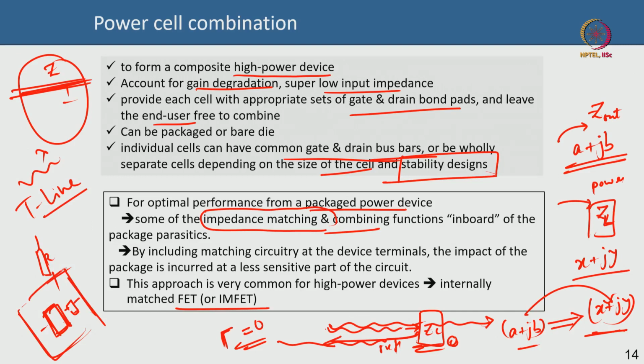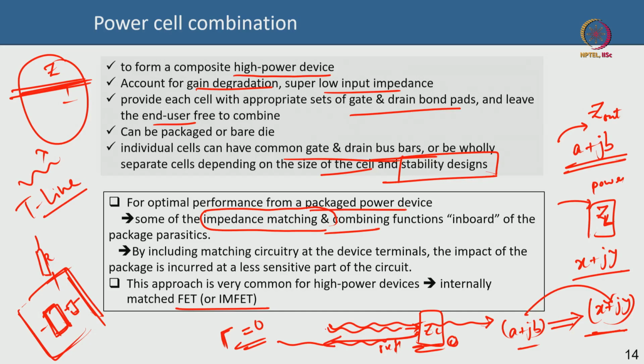So it is called internally matched power amplifier or internally matched device. You can say it is an internally matched transistor. Okay. And by including the matching circuitry at this level, you are essentially making the package insensitive. Like you can give the package and say I have a package which is internally matched. So the customer will be very happy, they do not have to design the matching network.